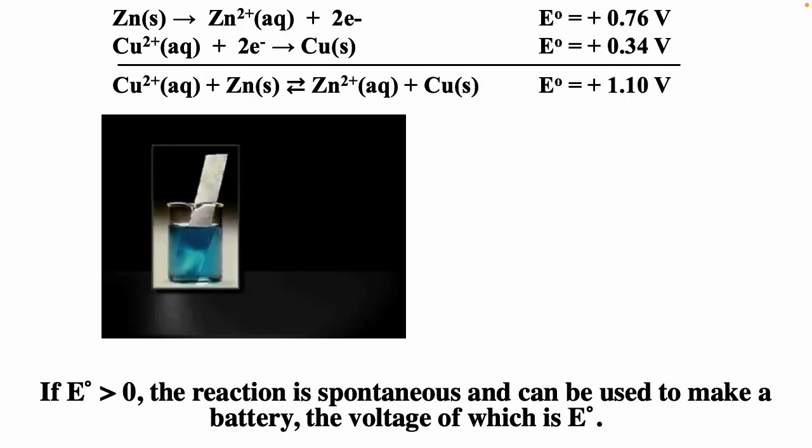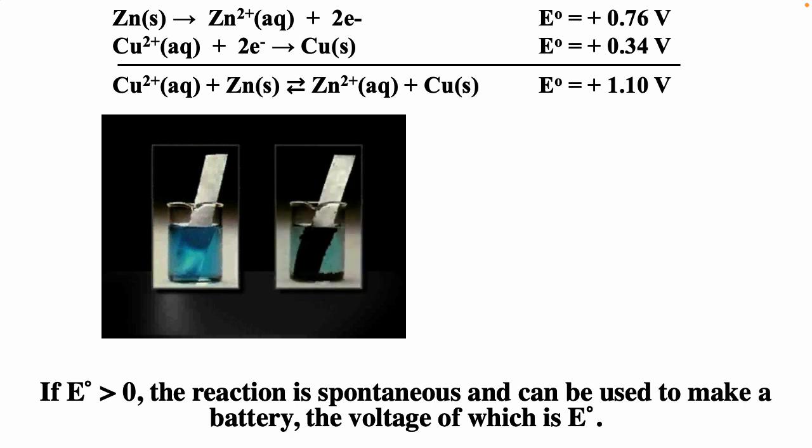When a strip of zinc metal is immersed in an aqueous copper-2 sulfate solution, electrons are transferred from zinc to the copper-2 ions. Copper metal deposits on the zinc strip and collects at the bottom of the flask. Zinc atoms are oxidized to zinc-2 ions, which enter the solution. This spontaneous oxidation-reduction reaction is summarized in the chemical equation shown. And so it's kind of cool. If you put a hunk of zinc in a solution that has copper ions, you'll actually end up with zinc ions and some copper metal.